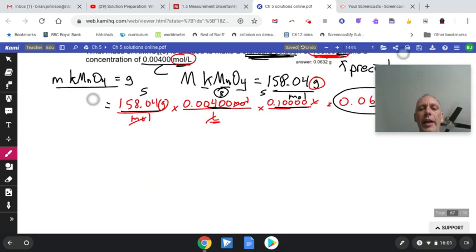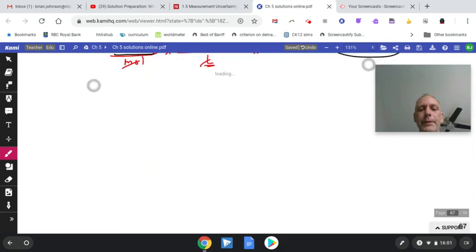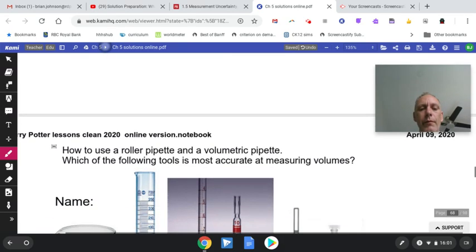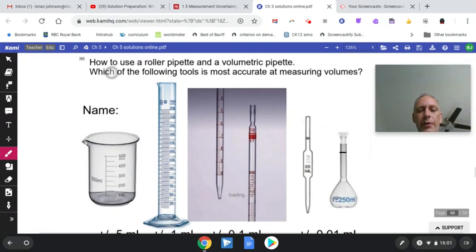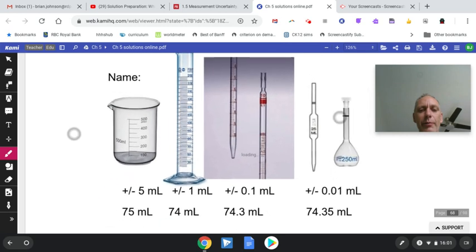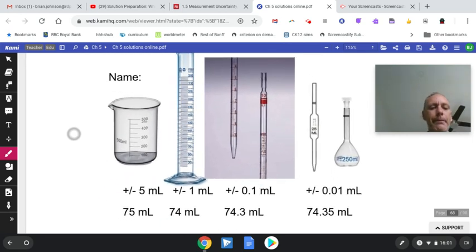Here's where the lab techniques come in. You need to choose the appropriate tool for the job. I'm sure you've heard your mom or dad say this before: when you're going to build something, make sure you have the right tool for the job. To build our solution, we need the correct tool. We need a volume of 100.00 milliliters. My question for you is, which of these tools would be the best? I'm going to assume you know the names of some of these. This one you should all know, beaker.